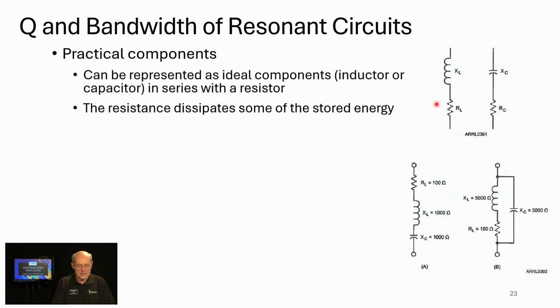So in both cases, series or parallel, these are the resonant circuits down here. There's going to be a resistor in series here, a resistor in series there. So it can be represented as ideal components in series with a resistor, and the resistance dissipates some of the stored energy.